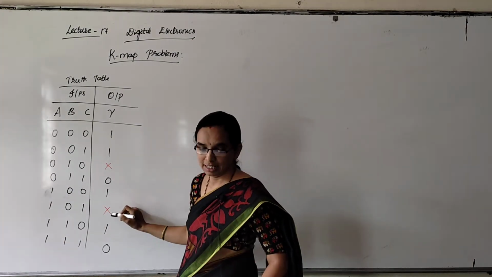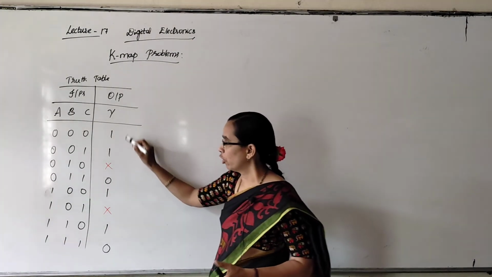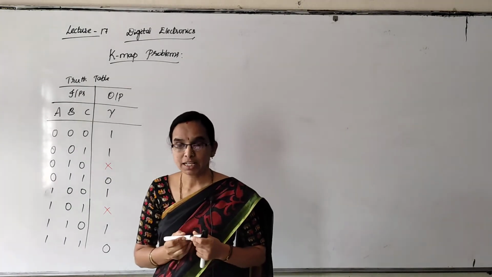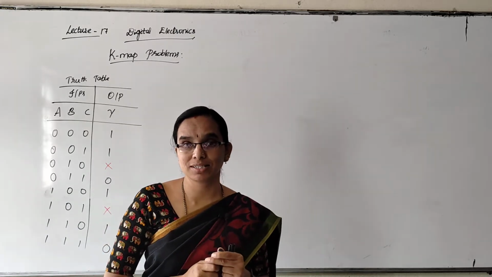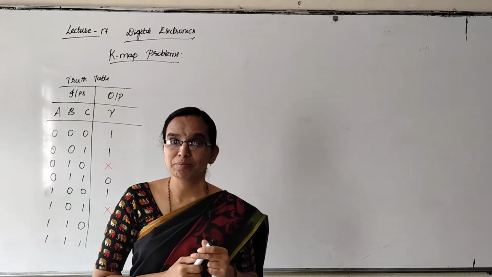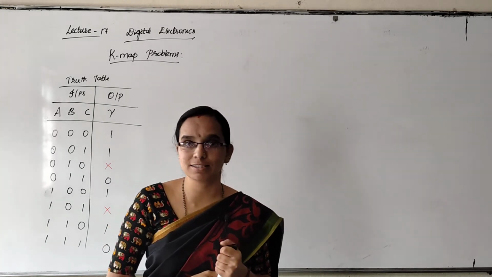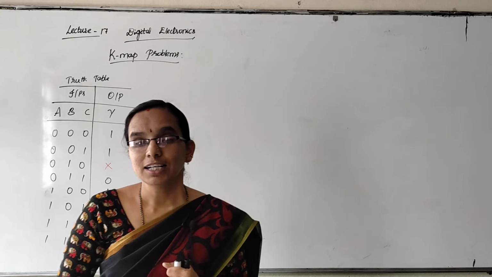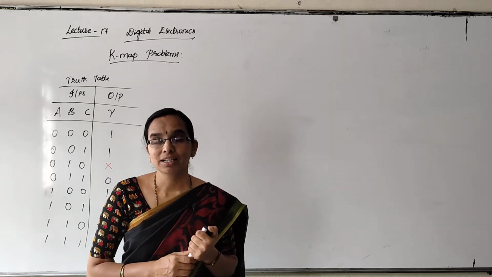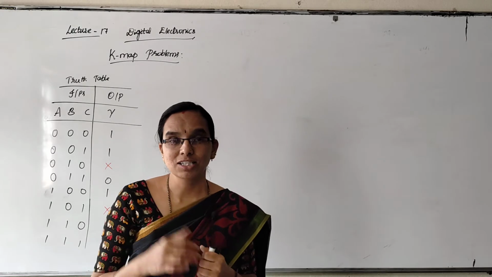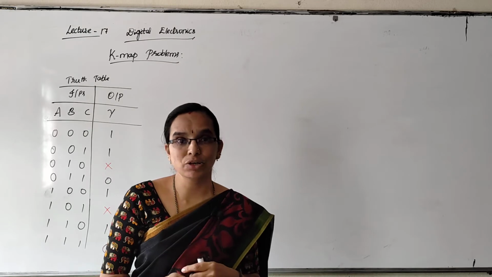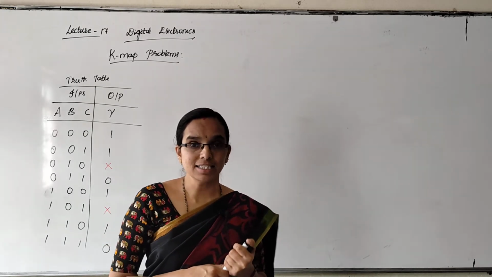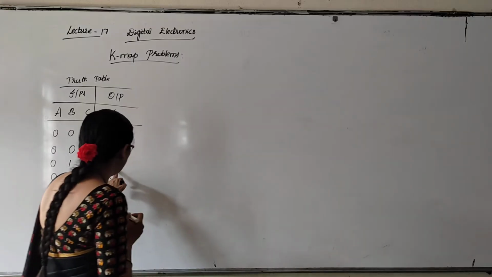What is this x, which is marked in the output of the truth table? See, for some logic circuits, some output conditions do not matter. That means not applicable things. For some input combinations, the output does not matter, or for some input combinations output does not occur. In that case, we call that as don't care conditions.